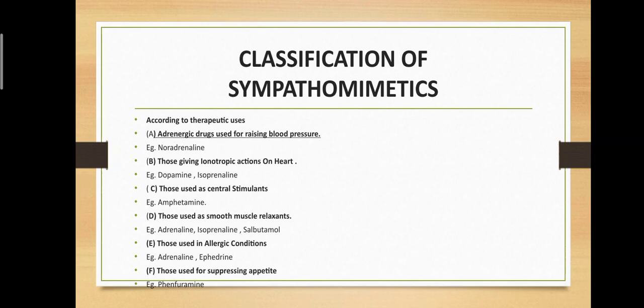Next point, according to therapeutic uses. Adrenergic drugs used for raising blood pressure. Example: noradrenaline. Those giving inotropic actions on the heart. Example: dopamine and isoprenaline. Those used as central stimulants. Example: amphetamine. Those used as smooth muscle relaxants. Example: adrenaline, isoprenaline, and salbutamol. Those used in allergic conditions. Example: adrenaline and ephedrine. Last, those used for suppressing appetite. Example: fenfluramine. This is the classification based on therapeutic uses.